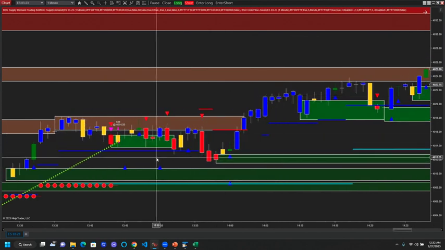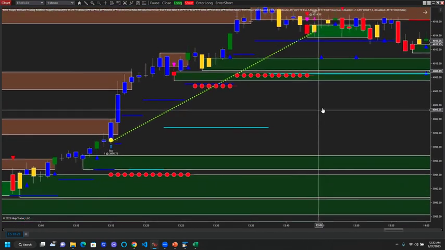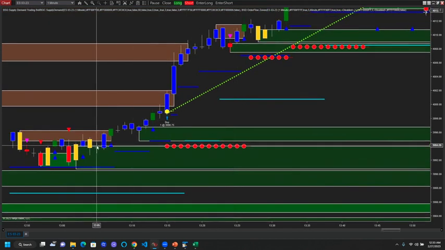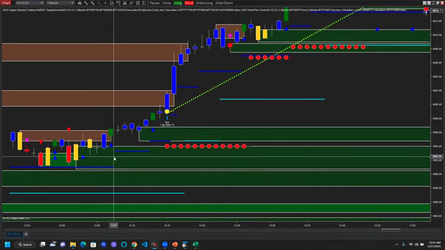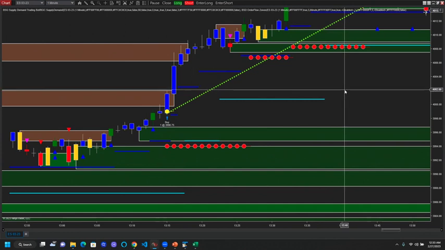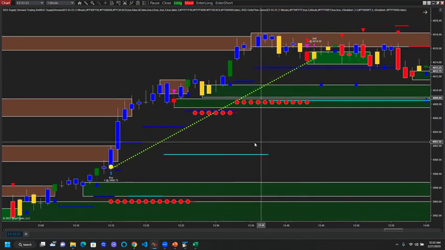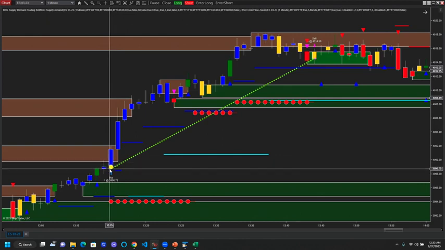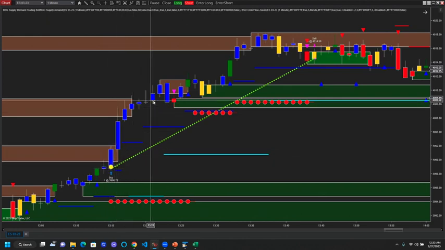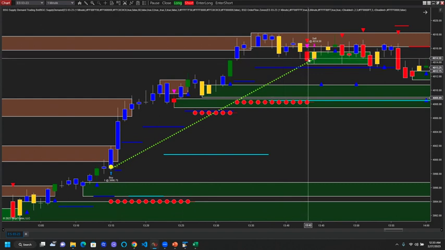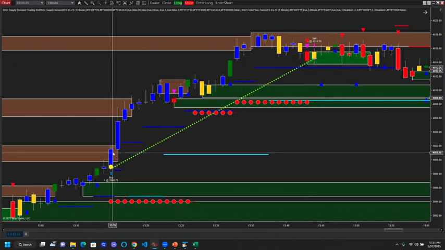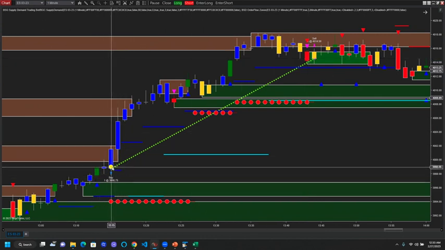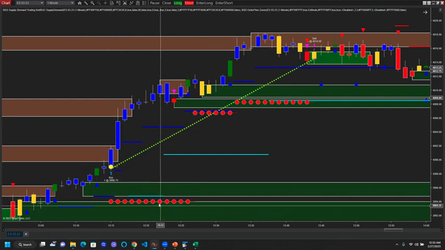So here's what I'm talking about. Look at this. Two consecutive signals right here. We took this trade and we didn't have a target. That means the trade could go on and on and on until we see the first red, the first order flow reverse. That's the power of order flow zones. That means we don't need to have a target. We just need to stay in the trade as long as it's not reversed.